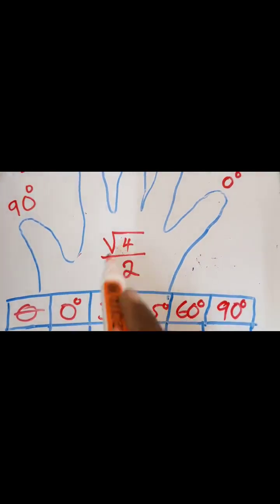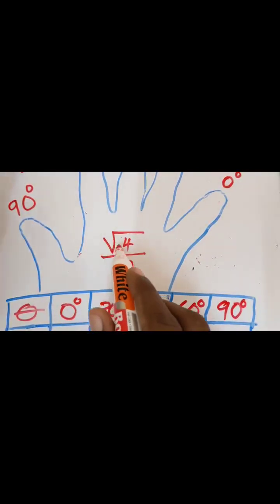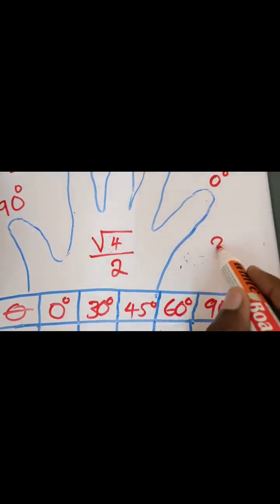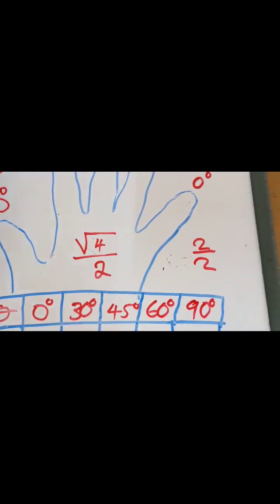So now what is the square root of 4? The square root of 4 is 2. So you put 2 over 2, like that. So now what is 2 over 2? You find that it is 1. So now let's try to find on a calculator if it's correct.